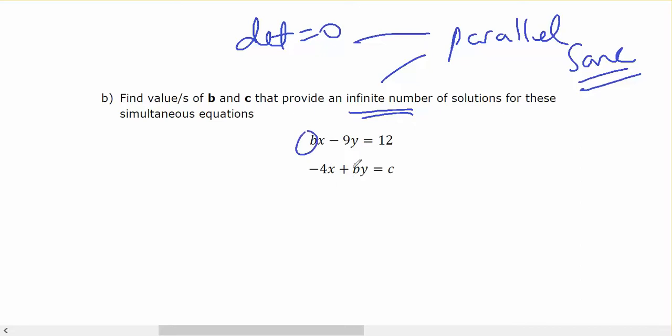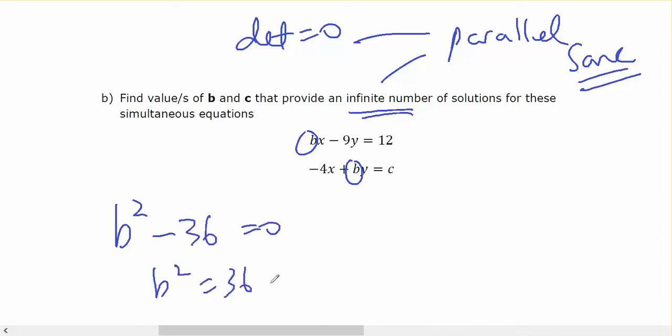So my determinant will be b times b, or b squared, minus negative 4 times negative 9, which is positive 36. If that equals 0, b squared equals 36. B equals plus or minus 6. That will give me parallel.